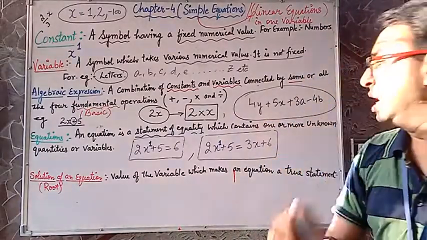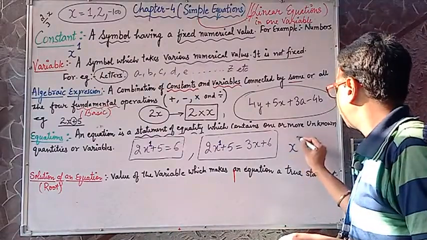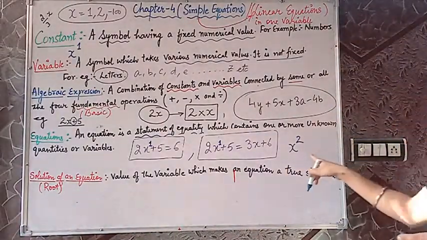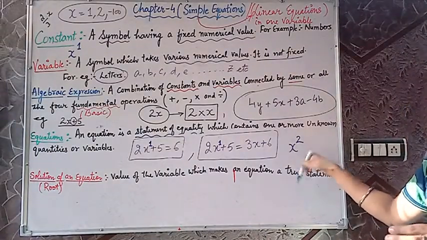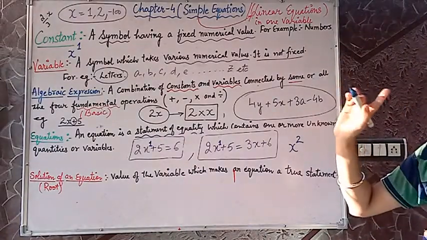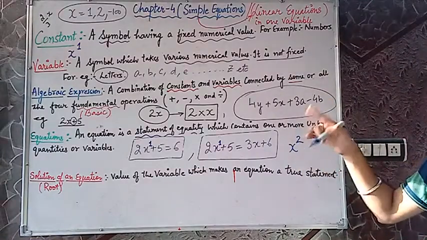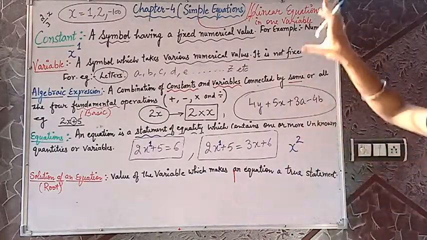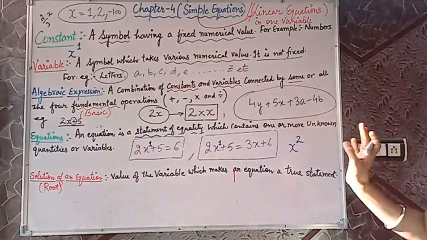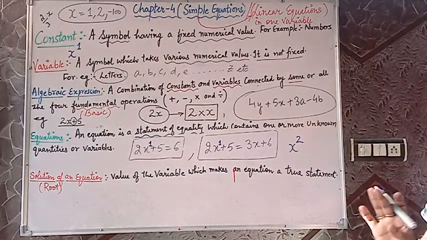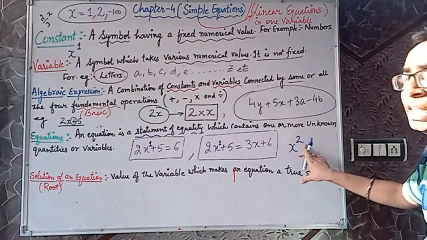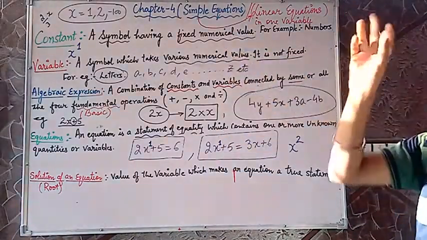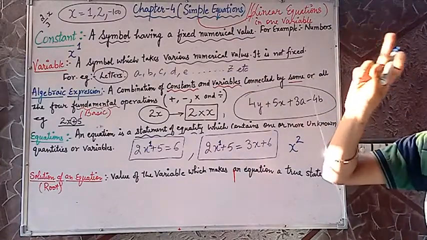Linear means 1. If I write x raised to power 2, it is no more linear. I will explain all this in chapter 9, which is algebraic expression. There I will tell you different types of polynomials. Because this chapter comes early, I am just giving you the brief. More of the detail I will be discussing in chapter 9. So till now, this is not linear. Only if the power of x is 1, then we will consider it as linear.